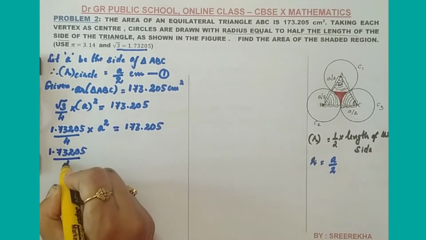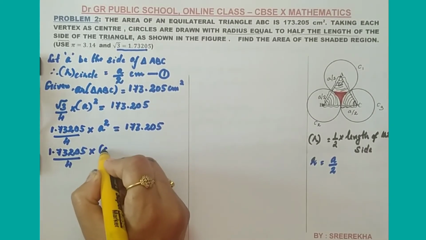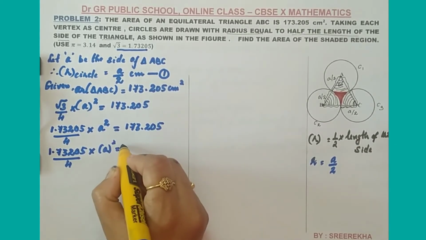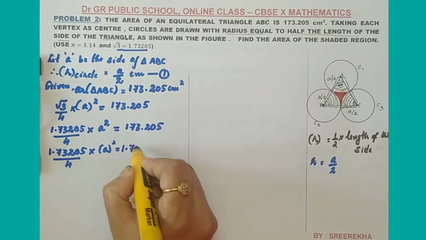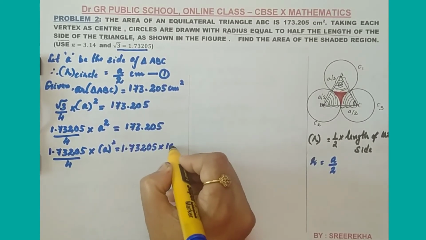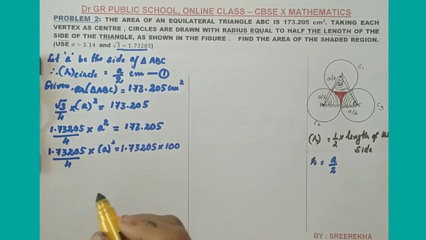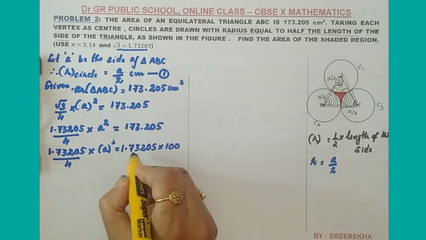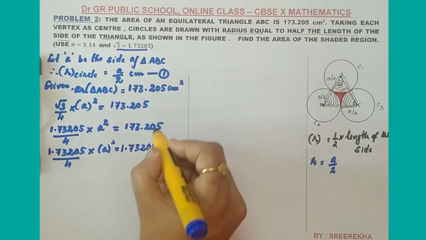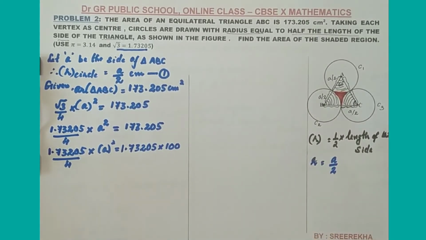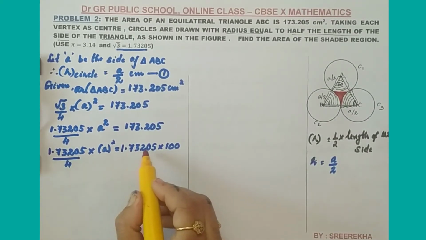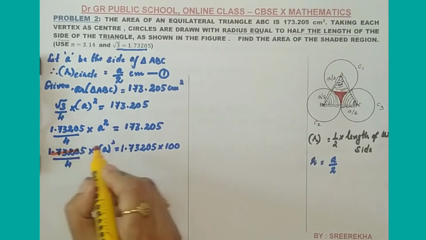173.205 by 4 into a square equals. I am going to make this simplification like this: 1.73205 into 100. Any doubt? No. Why? Because 1.73205 into 100 gives 173.205. So I am going to convert it like this. Now look at the LHS and RHS: 1.73205 and 1.73205, they can be cancelled.